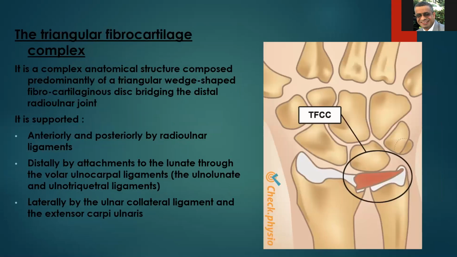The triangular fibrocartilage complex. It's a complex anatomical structure composed predominantly of a triangular wedge-shaped fibrocartilaginous disc, bridging the distal radioulnar joint. It's supported anteriorly and posteriorly by the radioulnar ligaments, distally by the attachment to the lunate through the volar ulnocarpal ligaments, laterally by the ulnar collateral ligament and the extensor carpi ulnaris.